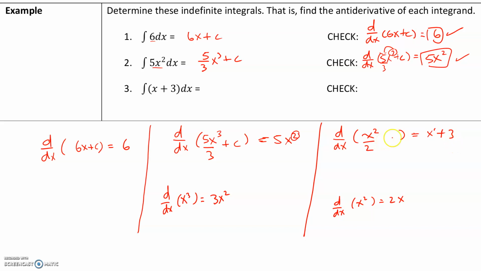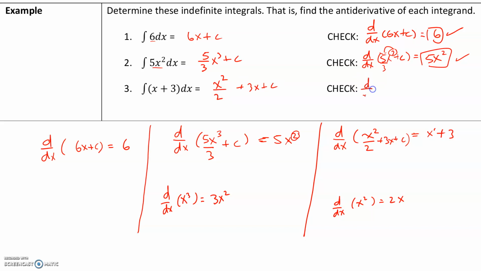For the 3, the derivative of 3x is going to be 3. And then we got the constant of integration, which is going to be c. So the derivative of this is going to be x plus 3. So we're saying that this is our answer: x squared over 2 plus 3x plus c.